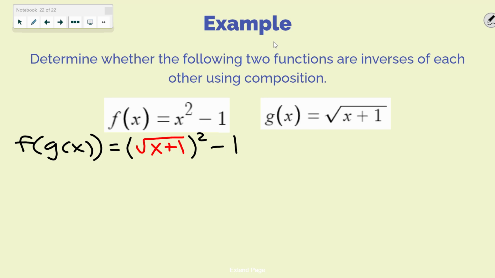So if I have the square root of x plus 1 and all of that squared, what happens if I square a square root? Yes, because guess what? They're inverse operations. So I have x plus 1 minus 1.